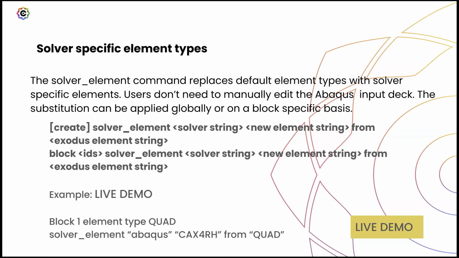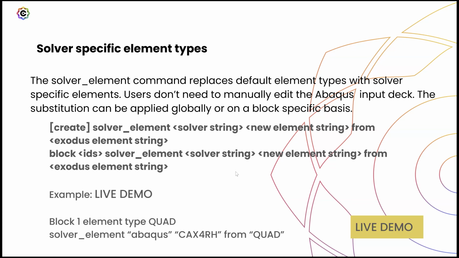So for example, let's say I have a block that is quad elements, but I'm really doing an axisymmetric model. Okay, everywhere the things are going to be axisymmetric. So I can say, all right, for Abacus, in place of quad elements, I want to use an axisymmetric element for this analysis in Abacus.